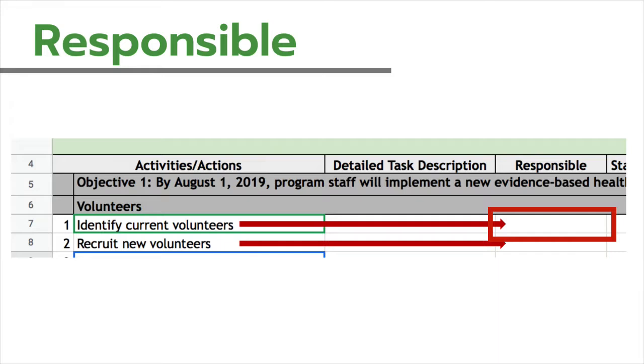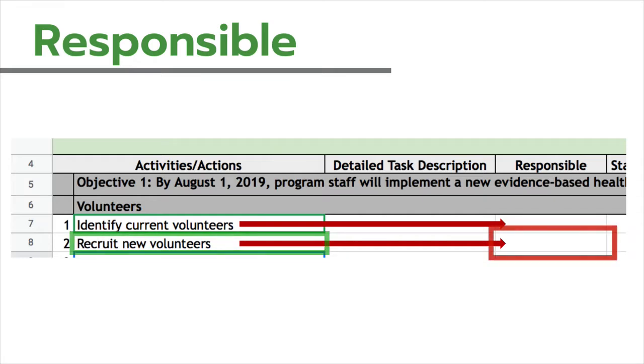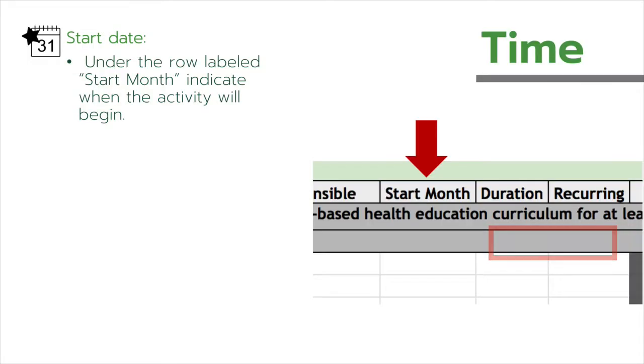We already talked about the planning of all of that. You just look at your sheet, look at your notes where you wrote that down before, and you're going to add that person's name or their role to the responsible column. We then move on to the next activity, recruit new volunteers. Who's going to be responsible for that? Input that, okay?